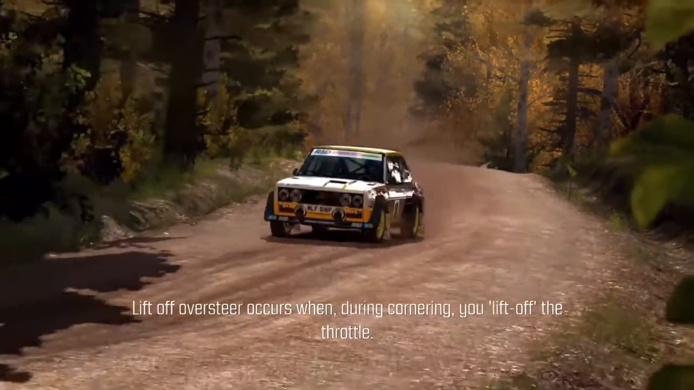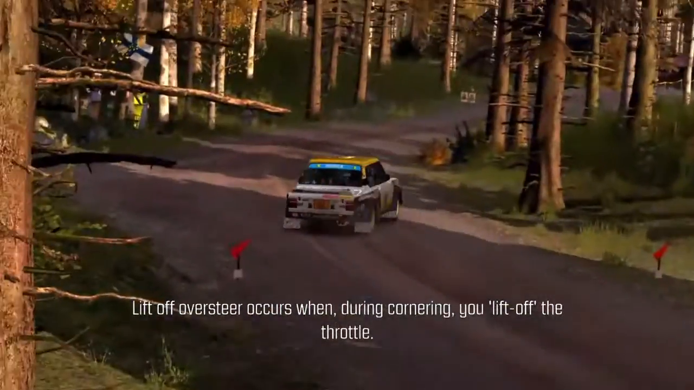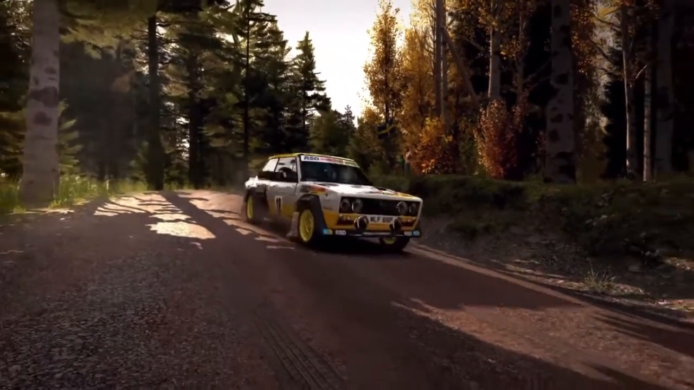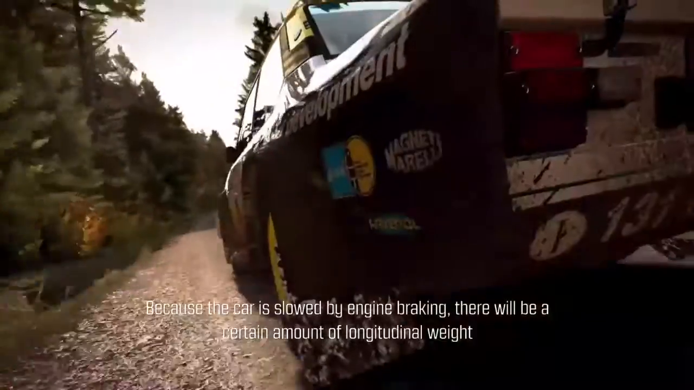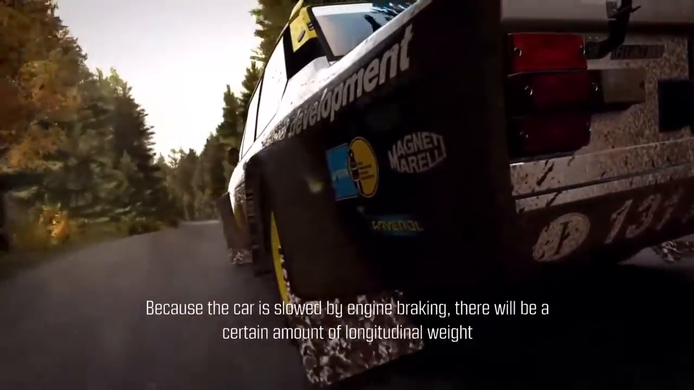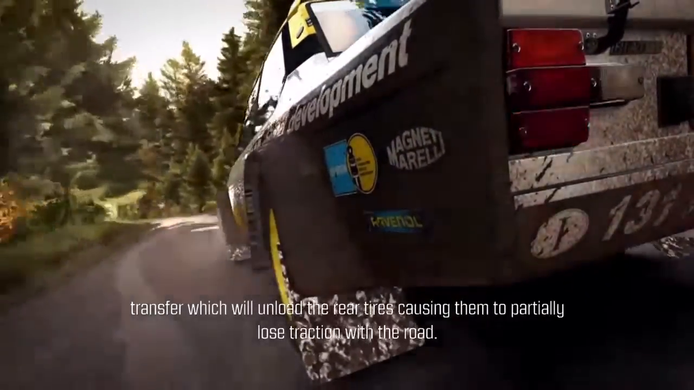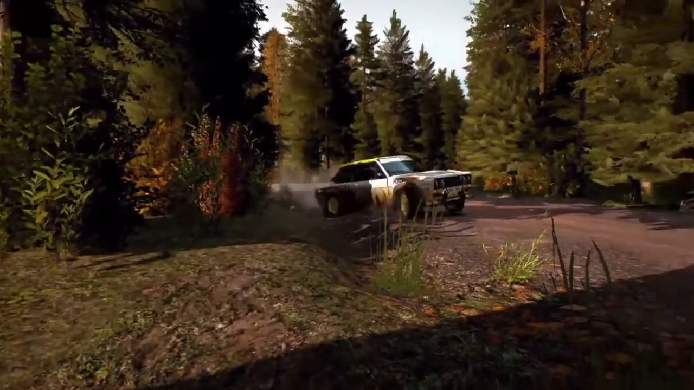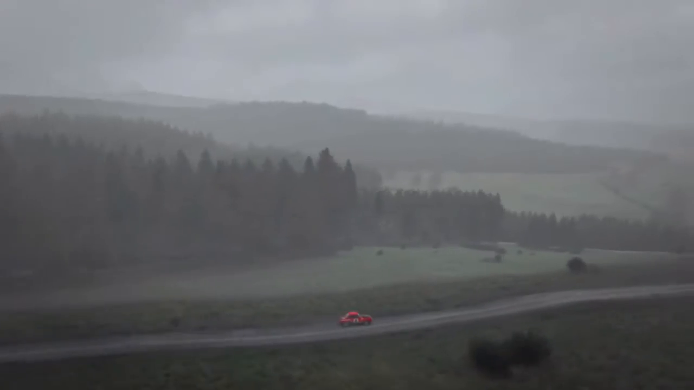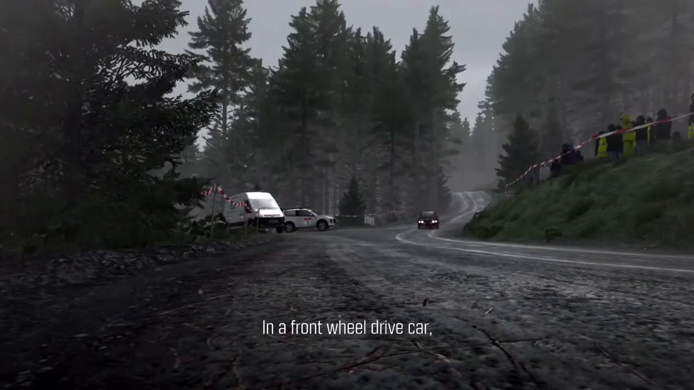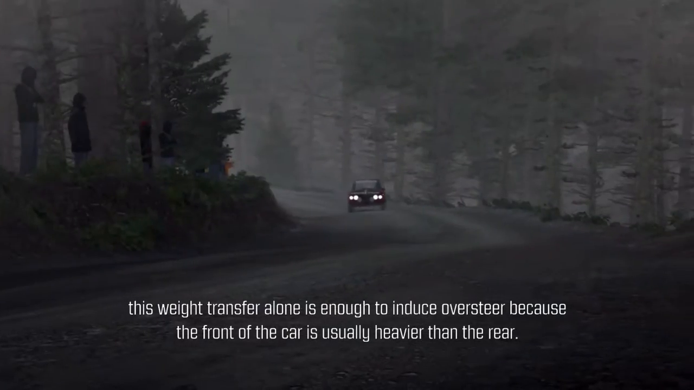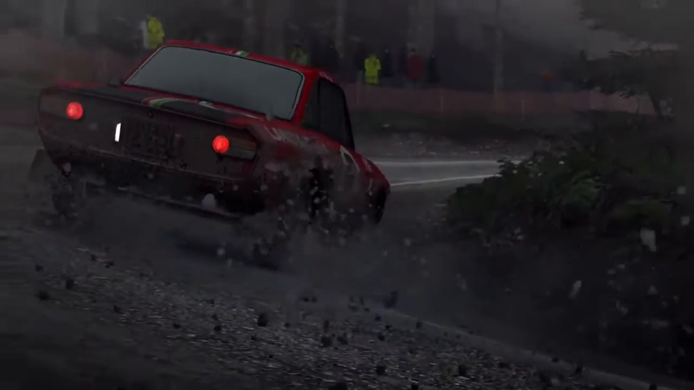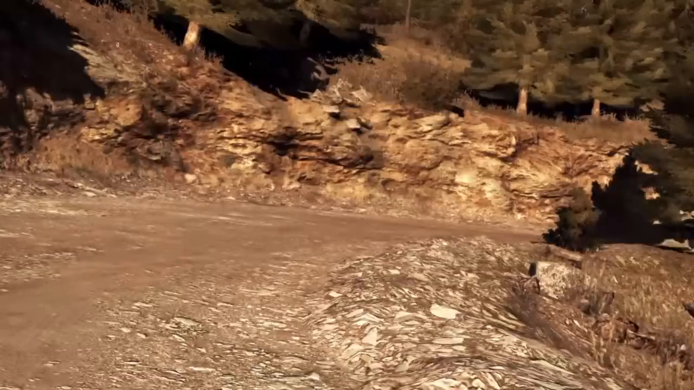Lift-off oversteer occurs when, during cornering, you lift off the throttle. Because the car is slowed by engine braking, there will be a certain amount of longitudinal weight transfer which will unload the rear tyres, causing them to partially lose traction with the road. In a front-wheel drive car, this weight transfer alone is enough to induce oversteer because the front of the car is usually heavier than the rear.